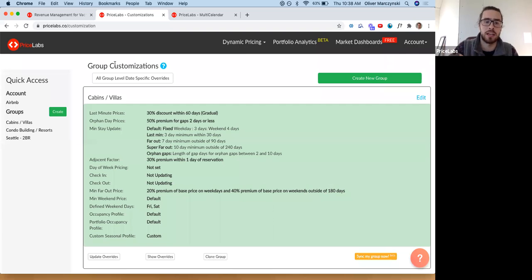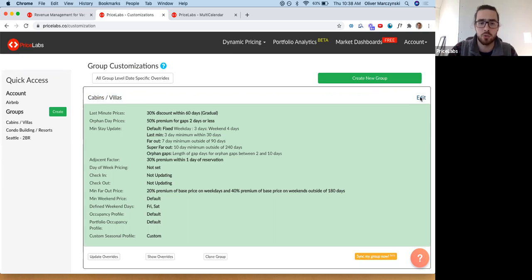So instead of going into each of your cabins, setting these rules 10, 20, 30 times, you could set them once in a group here. And then any of these strategies would apply to all listings within that group. So if you ever make a change, make it in one place, and then it updates automatically. You can sync that over directly to your PMS, and that's an instantaneous change here.